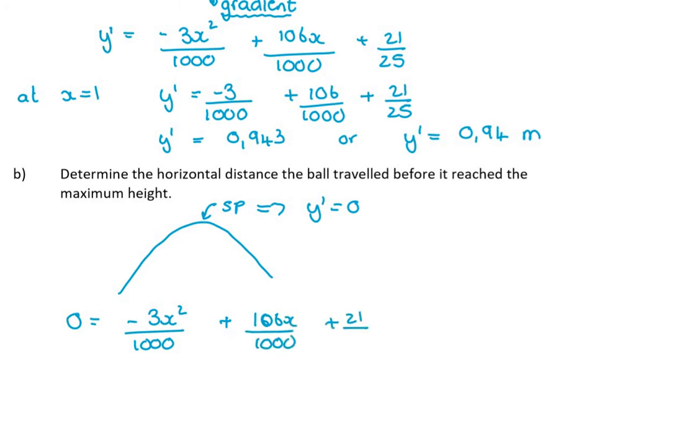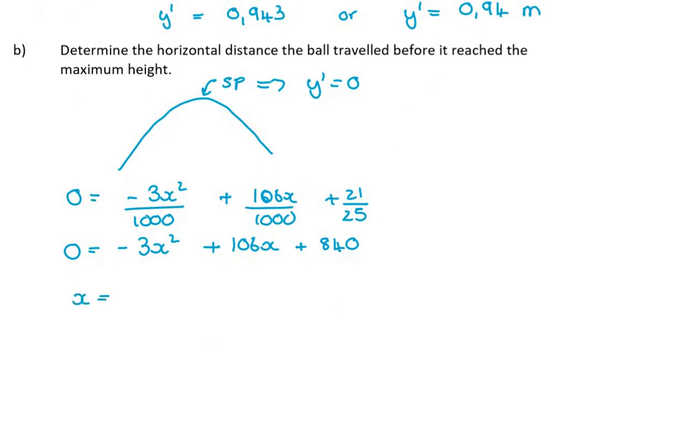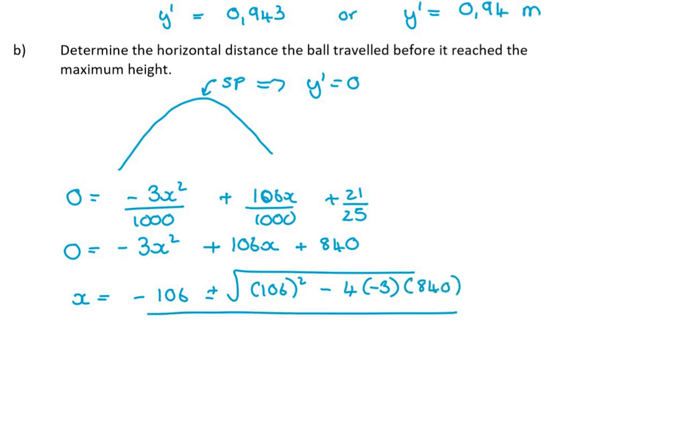Now, that's not a particularly easy question to solve, and so I would multiply everything by 1,000. It would make my life quite easy. So minus 3x squared plus 106x, and my last fraction, I just used my calculator for that, and I got 840. Now again, I don't want to factorize that. That looks hideously horrible, so I would just use the formula. So x is equal to negative b plus or minus the square root of b squared minus 4ac, all over 2a.